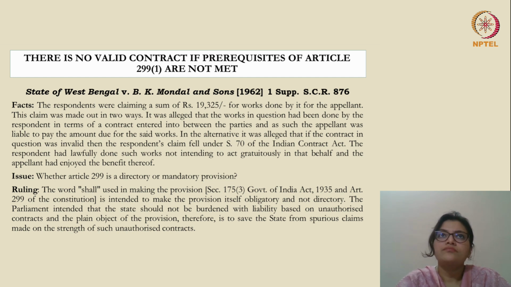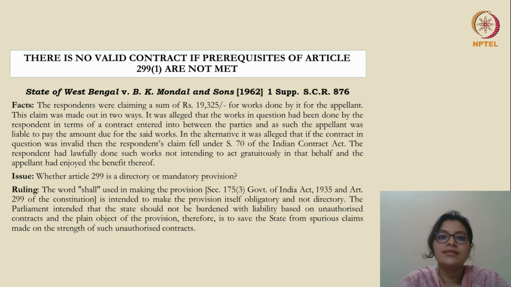So, if the subsequent construction orders that were given to BK Mondal and Sons were authorized by the provincial government, then there would not have been a problem. But the provincial government denied that, and they said that, look, the subdivisional officer of Arambagh and their additional and deputy officers had just gone ahead and given this construction order, but we had not authorized it, and hence there is no contract, and hence we cannot be asked to compensate BK Mondal and Sons.